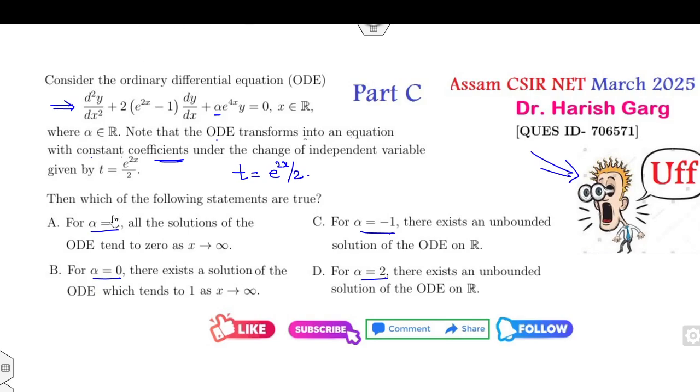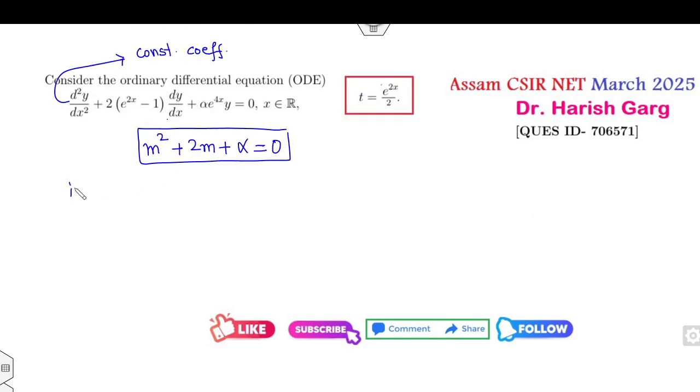The first case is when alpha is equal to 1. What will happen? If alpha is 1, then the equation becomes m square plus 2m plus 1 is 0. So your roots become minus 1, minus 1. So how can you write the solution? C1 plus c2 t, because your equation is in terms of t, e raised to power minus t.